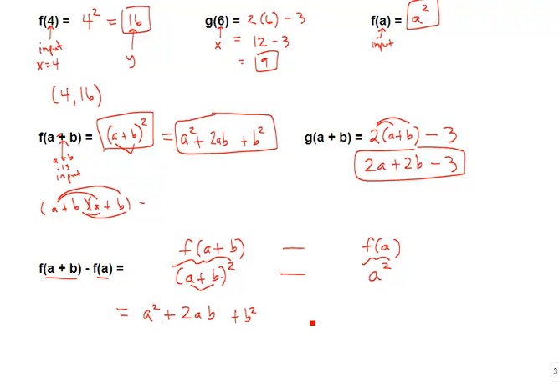Now over here with this minus a squared, we'll see that the a squared terms cancel out, and this simplifies to 2ab plus b squared. And here is our final answer.